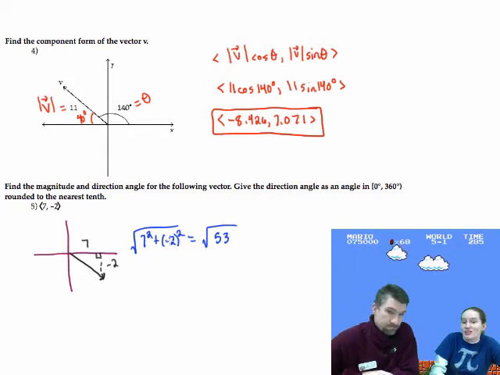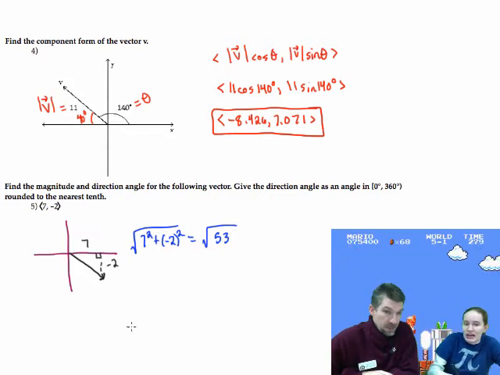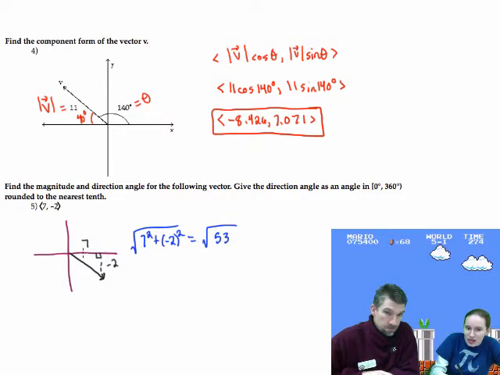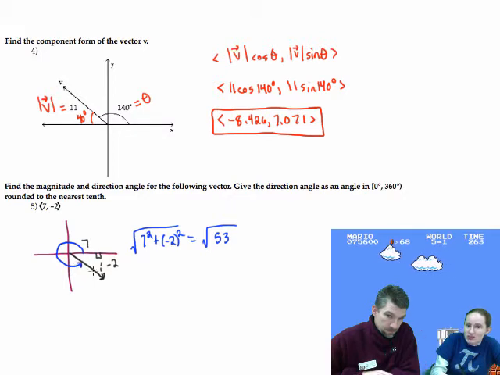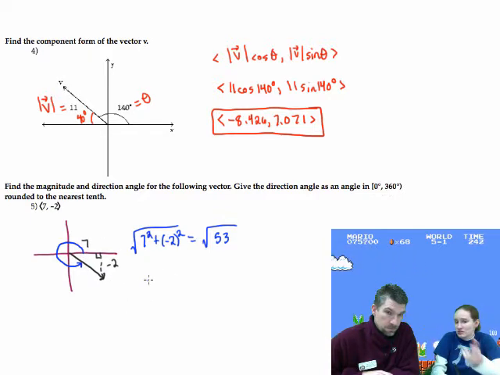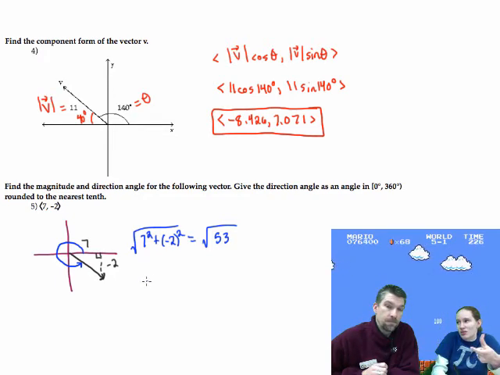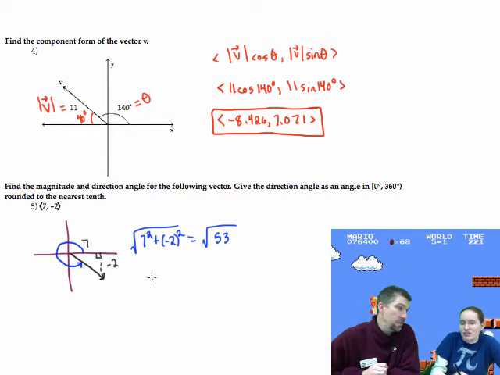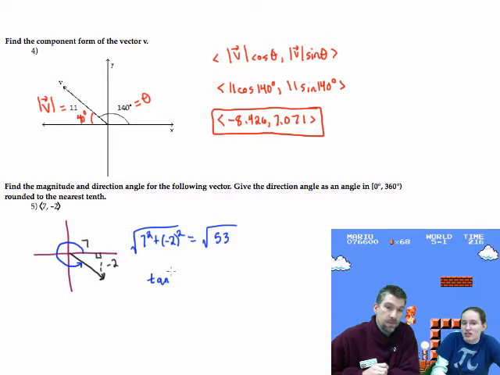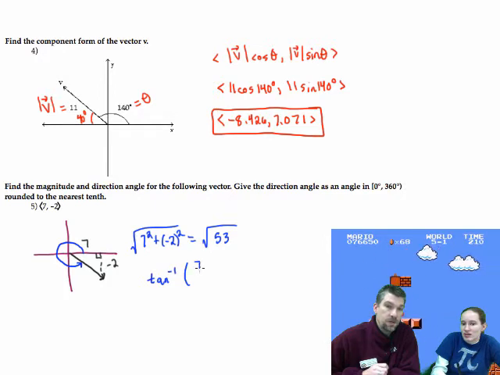Okay, now let's give the direction angle. That's the angle to get from 0 all the way around, and the reason it's from 0 all the way around is because they asked us for an angle between 0 and 360. Whenever we look at this, we could technically do any trig function we wanted to, because we know the hypotenuse. But just in case we accidentally added wrong, better use tangent, because that uses the information they gave us. Arctan.